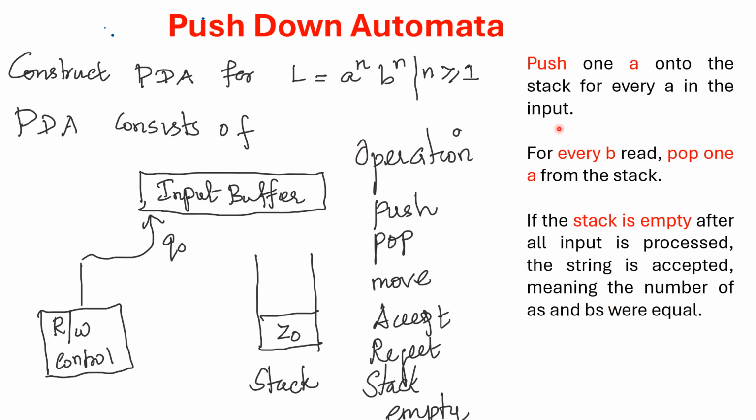So the same concept: push one A onto the stack for every A in the input, and in the second step, for every B read, pop one A from the stack. That's all. We push the number of A's into the stack, and when we see the B's, we pop the A's from the stack. Finally, the stack is empty. Generally, we use a pushdown automaton for equal numbers, for example an equal number of A's and B's.